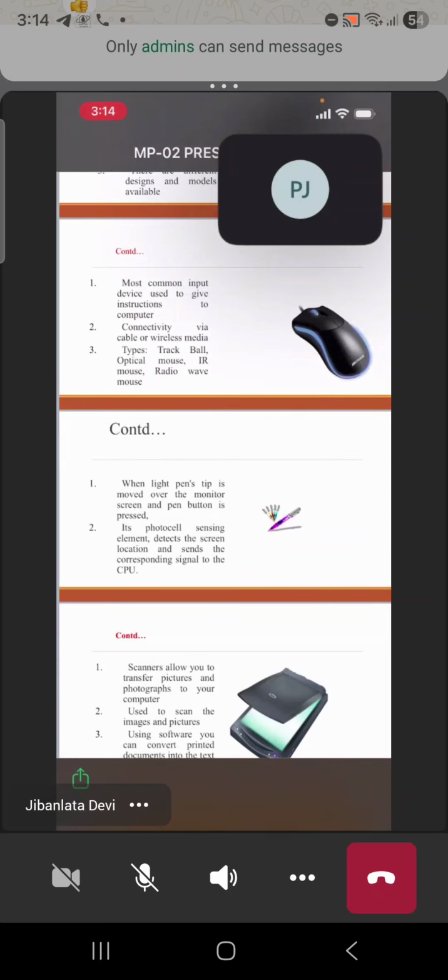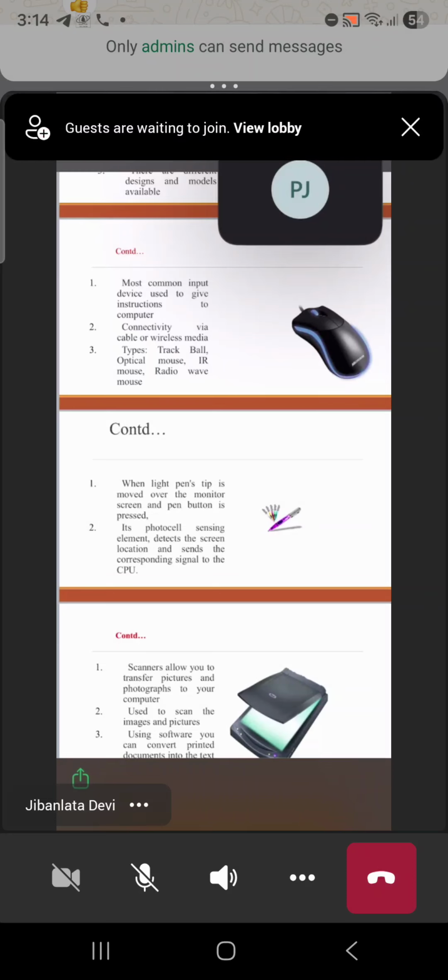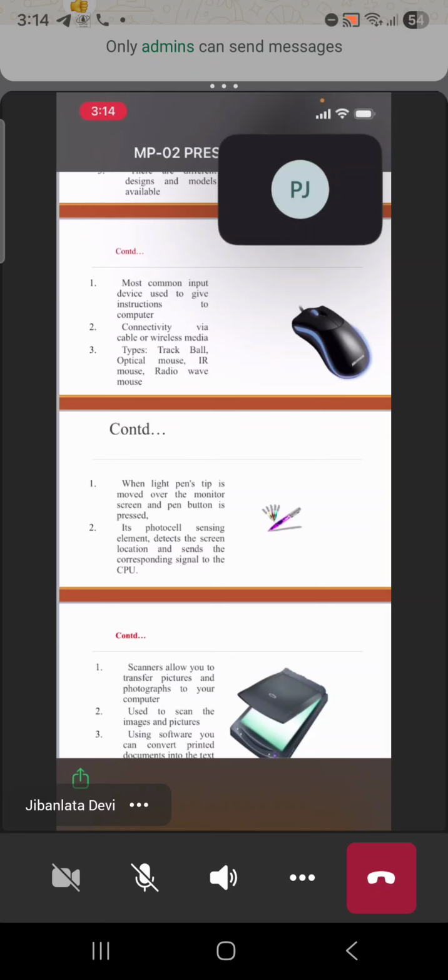Next is the mouse, one of the most common input devices to give instructions to the computer. It is also connected through a cable, and wireless media is also available. The other various types of mouse are ball, optical mouse, IR mouse, radio wave mouse, etc.